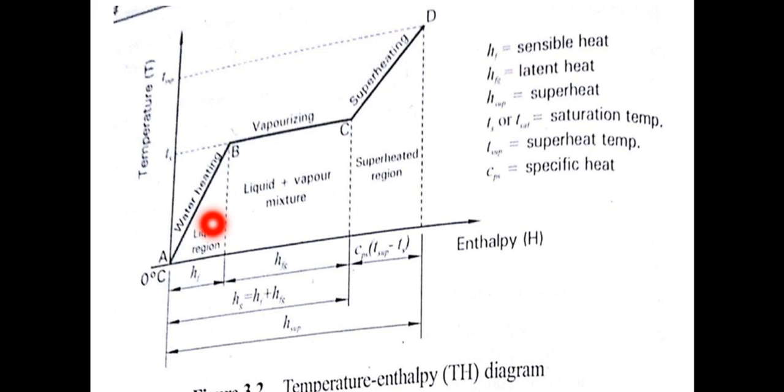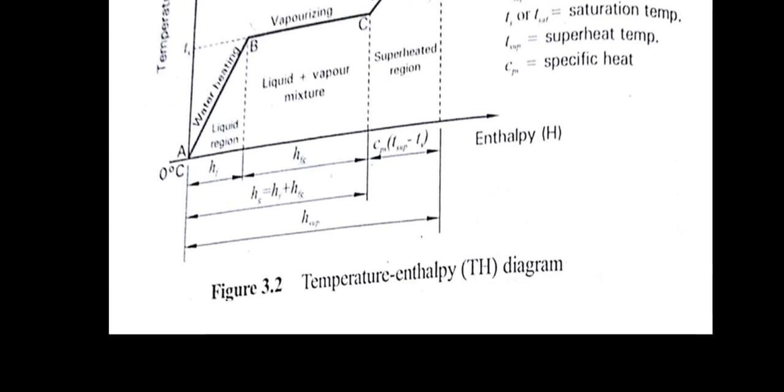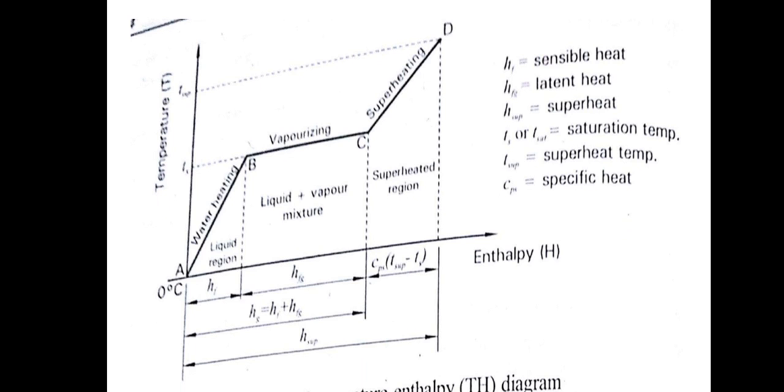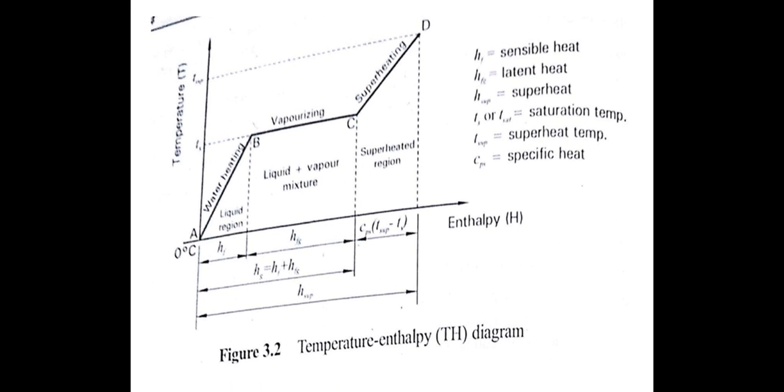Now you see here, this is HF, sensible heat, HFG latent heat, and H super. From this point to this point is HF, and this point to this point is HG. So this HG is nothing but HF plus HFG, and from the first point to the last point the heat content is H super, superheat. Based on this diagram we are going to discuss the properties.